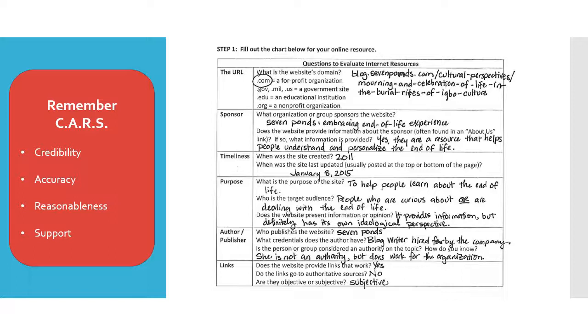And then support. Are they being supported by a university, or are they being supported by some other entity that's just trying to make money off of the fact that this website exists? And so by answering these questions, you're starting that thinking process on how credible is it, how accurate is it, how reasonable is it, and who is supporting this information, so that you can then make a better judgment call as to if you should use the information or how much of the information you should use, which is going to be part of your grade on the final version of this project.